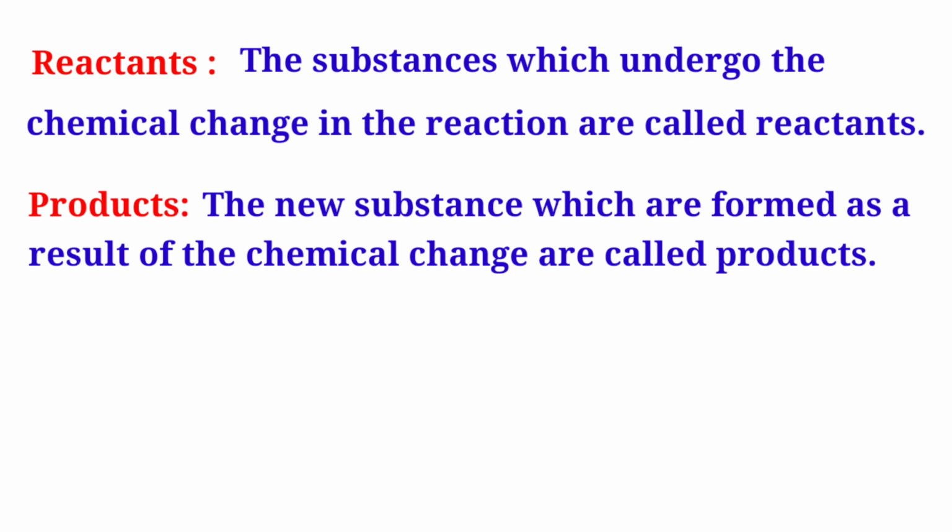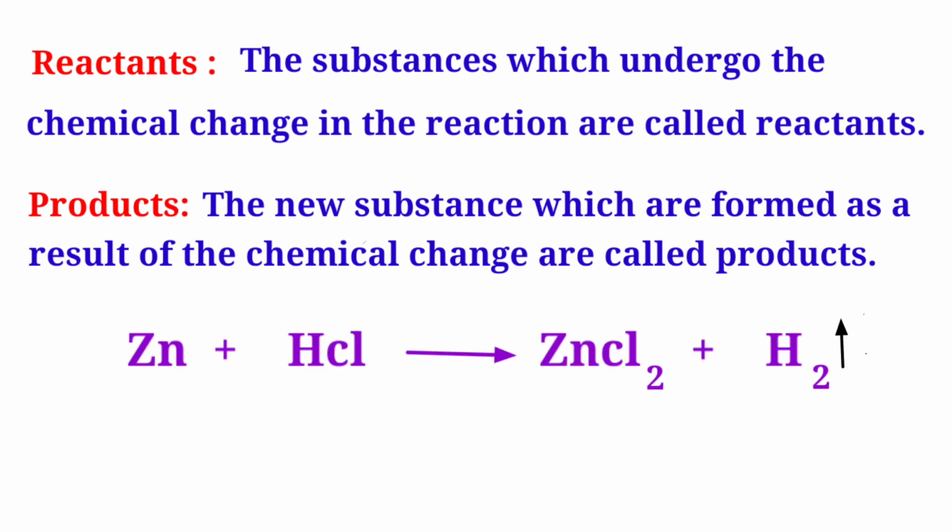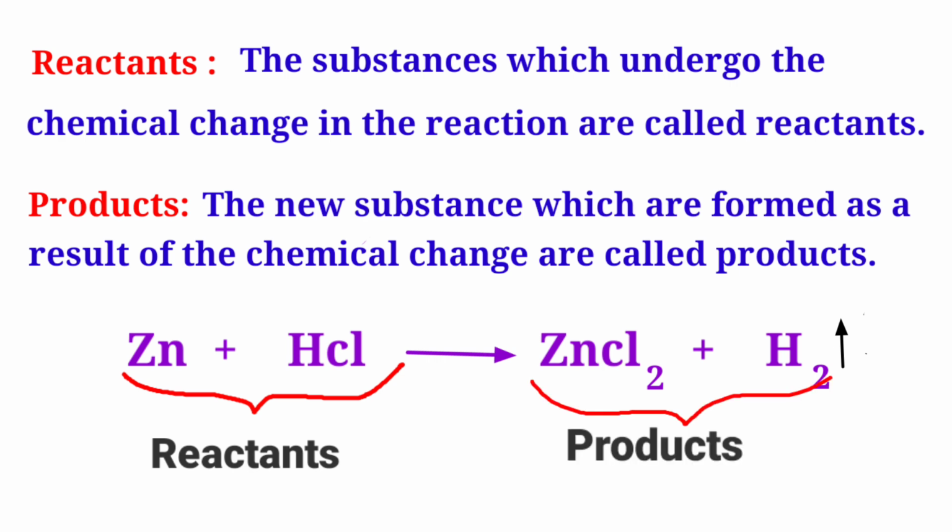Products: the new substances which are formed as a result of the chemical change are called products. If we look at the equation given here, zinc and hydrochloric acid are reactants, and zinc chloride and hydrogen are called products.